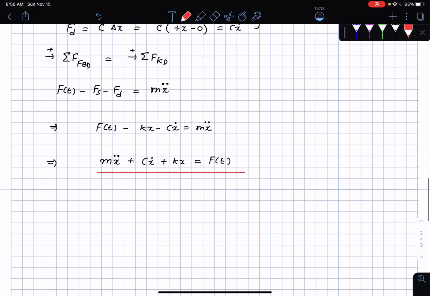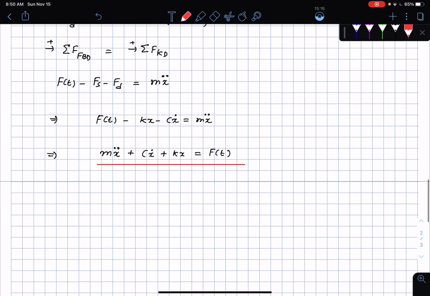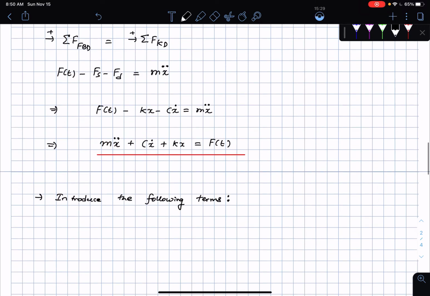Now I'm going to do a couple of things. I'm going to define or introduce the following terms. The terms are, F of t, I'm just going to call it some constant b naught times y of t. This is some force times some magnitude amplitude times some time varying quantity, y of t, where b naught is a constant amplitude.